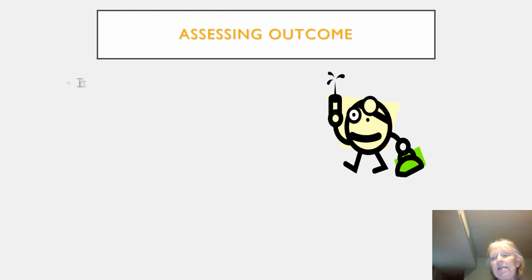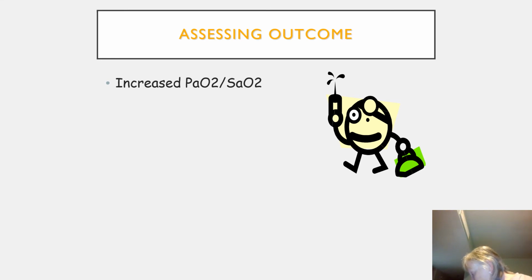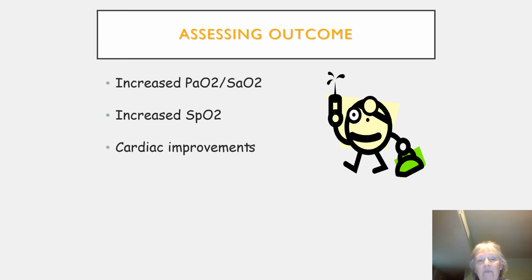So how do we assess the outcome? Well, first of all, your PaO2, SaO2 has gotten better. It's where it needs to be at this particular point in time. Your pulse ox is reading better. It has increased PaO2. Things are looking right up there for you.